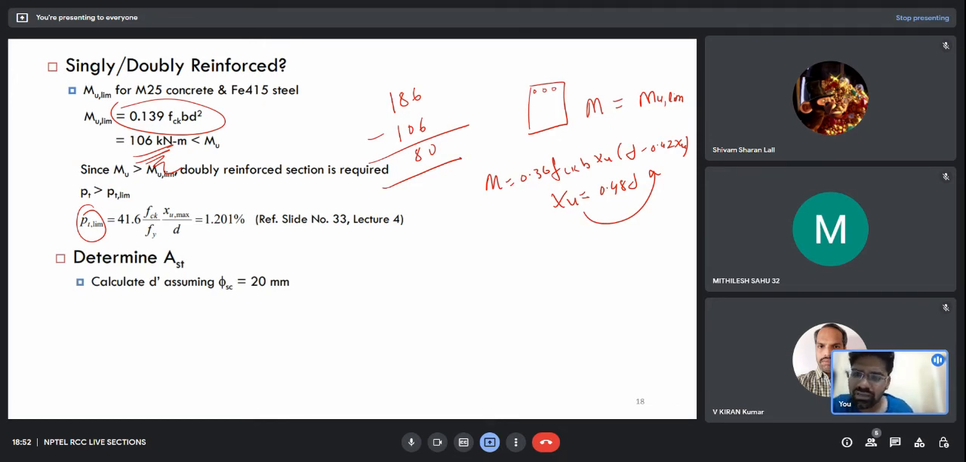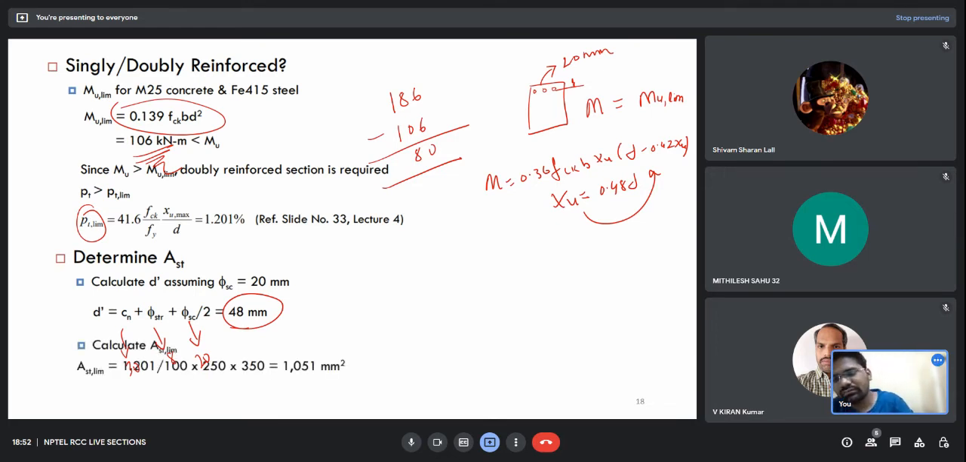Now we are assuming the diameter of the compression reinforcement as 20 mm. Why are we assuming it? Because we need to calculate d dash. d dash is nothing but the clear cover plus the stirrups, which is 8 mm, plus the bar. This is 30, this is 8, and this is 20. We got d dash as 48. Why we are calculating this d dash, I will explain.